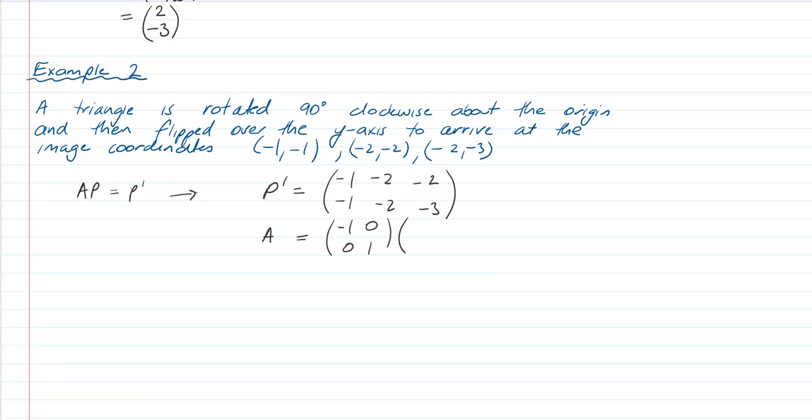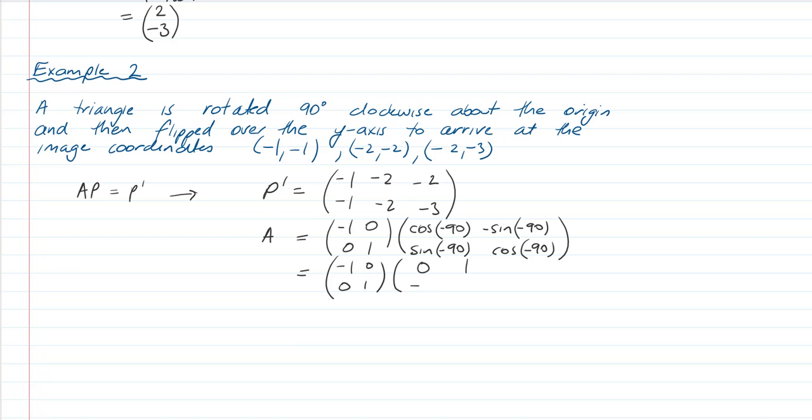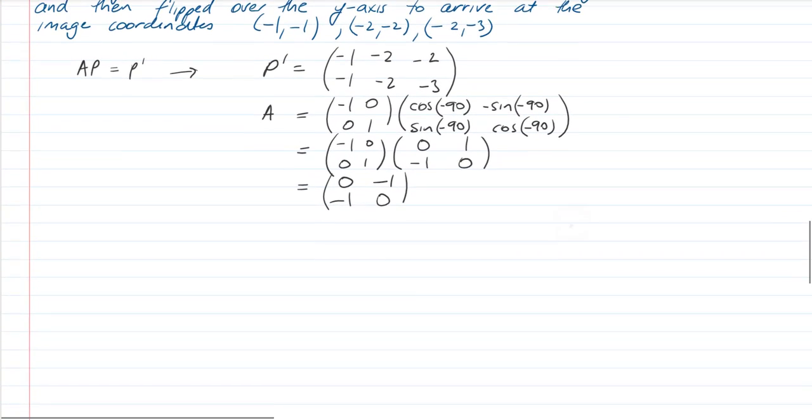And 90 degrees clockwise is cos of -90, sine of -90, sine of -90, and cos of -90. And that one there's the negative. So you get -1, 0, 0, 1. Cos of -90 is 0. Sine of -90 is -1, so that becomes 1, -1, 0. We multiply that out and we get 0, and then we get -1, -1, 0. So that's our resultant transformational matrix.